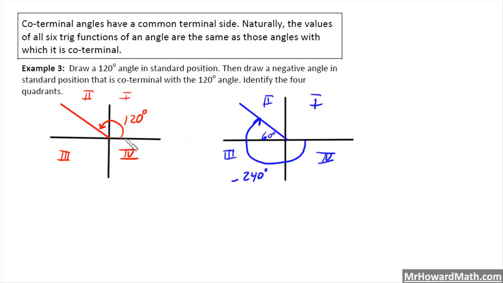So if you make a full revolution, all the way around, plus another 120, you would just add 360 to that. So 480 degrees, for example, would also be coterminal with 120. Coterminal angles are important because the trig functions are the same. So cosine of 120 and cosine of negative 240 are going to be the same because they end in the same place. So that's the advantage of knowing and studying coterminal angles. All right, let's move on to example 4.